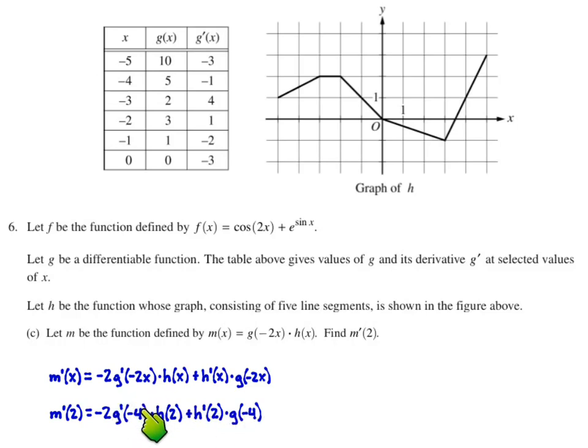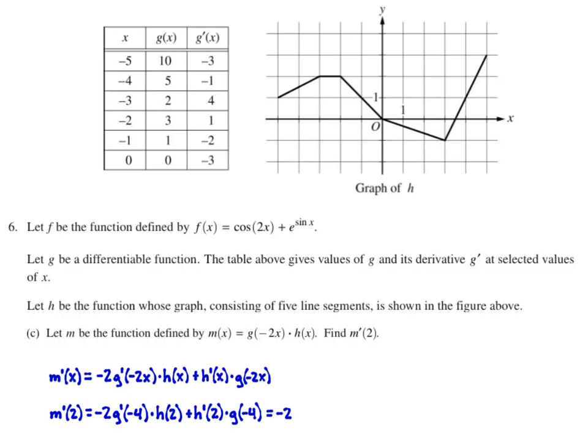So we need to figure out what g prime of negative 4 is. That's given in our table. G prime of negative 4 is negative 1, so that can go here. H of 2 is just the value of the function h at 2. Now that might look a little weird to you, but you can see that the slope is negative 1/3, so we went down 1/3 over 1, down another third over 1. So h of 2 is actually negative 2/3.